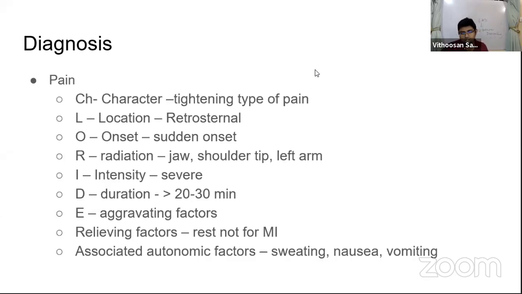The thing is, clinical art is something you have to develop by yourself. We can teach, but you have to find your own way. That is very important to develop during your medical student life.